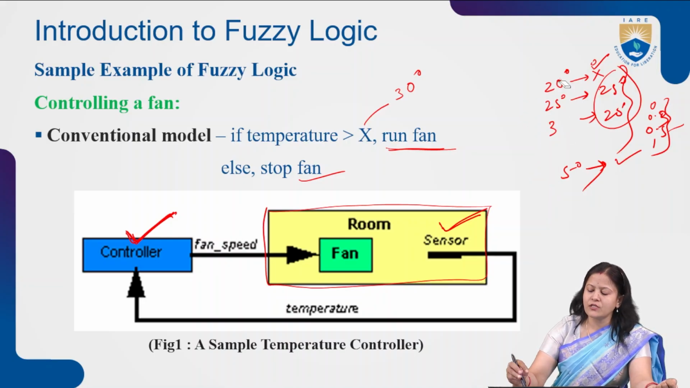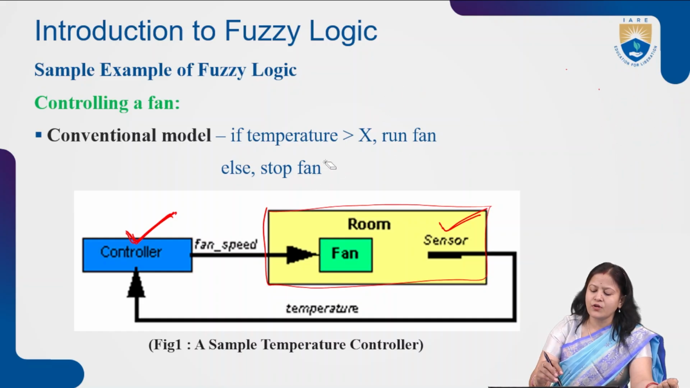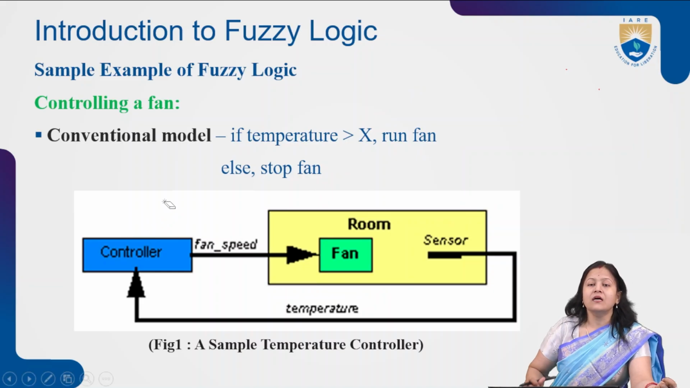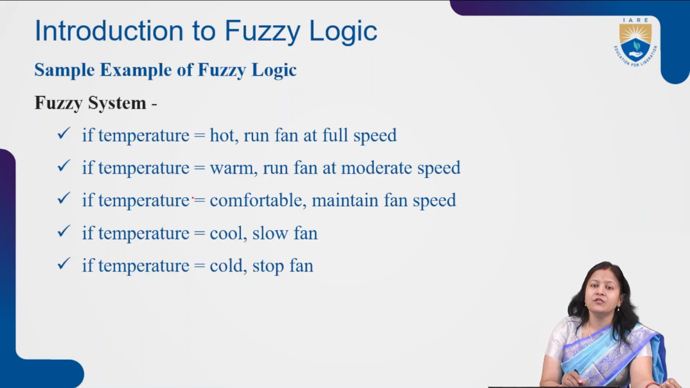The controller used inside the AC, or the controller used in the washing machine, all use fuzzy logic to handle uncertain situations. You can see what the fuzzy logic says. If the temperature is very hot or hot, run the fan at full speed. If the temperature is warm, run the fan at moderate speed. If the temperature is comfortable, maintain the fan speed. If the temperature is cool, slow down the fan. And if the temperature is cold, stop the fan.